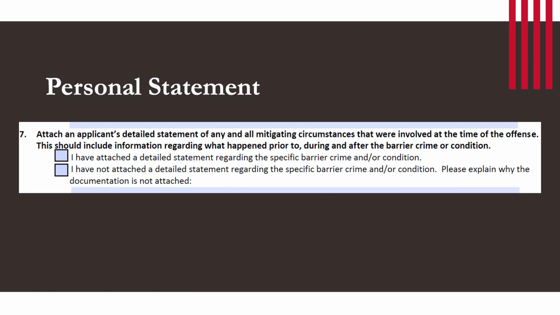Personal statement. The personal statement is required per question 7 on the form, as shown above. Here at ANJC, we address that requirement by helping the applicant draft a declaration to address all of the information requested in the form. Question 7 asks that the applicant attach a detailed statement of any and all mitigating circumstances that were involved at the time of the offense. This should include information regarding what happened prior to, during, and after the barrier crime or condition.